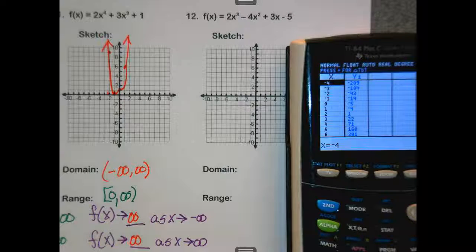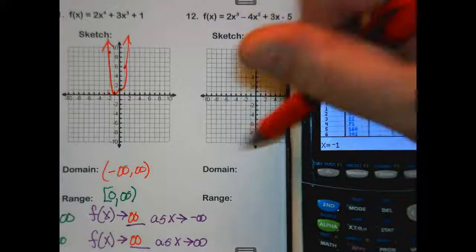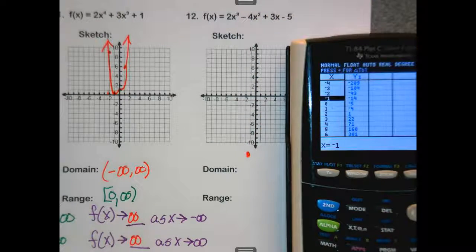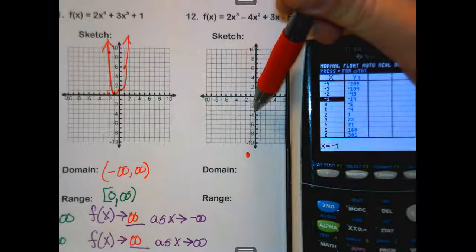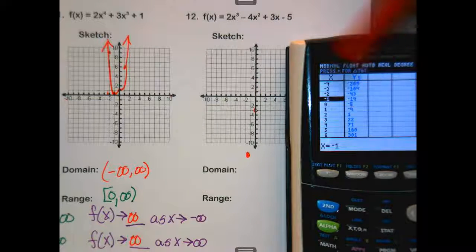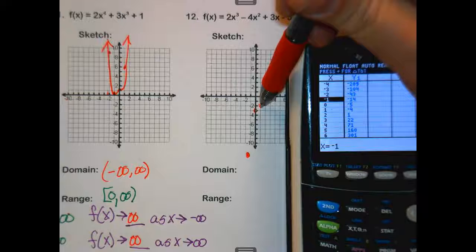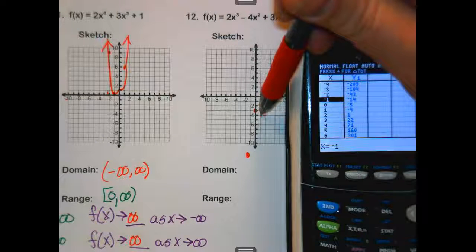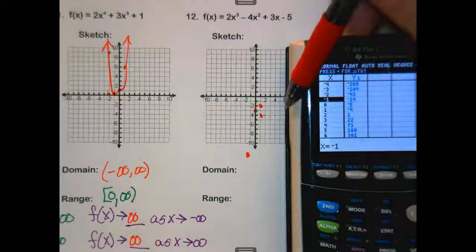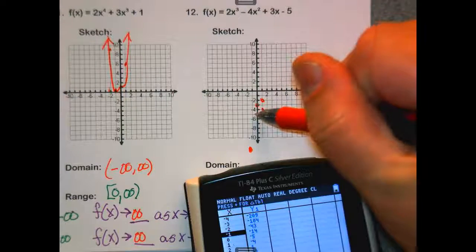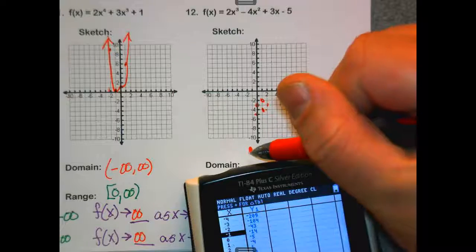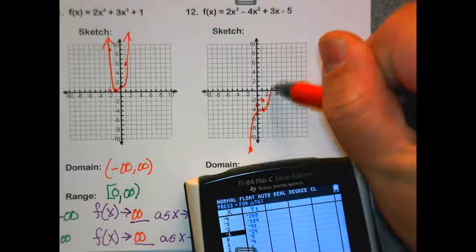The book pages are in your practice packet. Okay, let's see. We can do -1, -14, which is going to be way down here. 0, -5. 1, -4. Oh, that's -2. Here, it should be this.